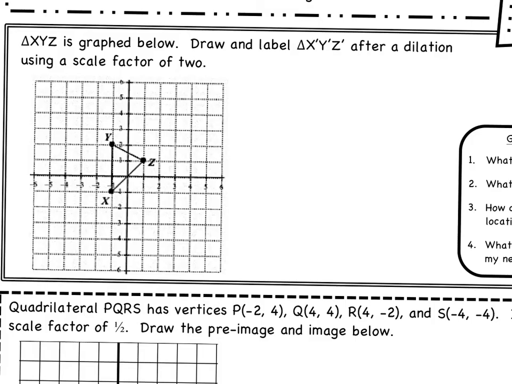So let's take a look at our first example. We have triangle XYZ that is graphed on the coordinate plane below. We want to draw and label triangle X prime, Y prime, Z prime after a dilation using a scale factor of 2. So there are two things in this problem that are important. First of all, I am told that I am dilating the figure, which means that I am either making it bigger or smaller. And I am told here that my scale factor is 2.